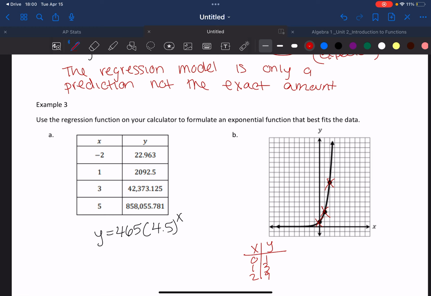So I would plug in all those values into my calculator, same way I did in all the other ones, where I start with lists and spreadsheets and then put it into data and statistics to get my regression model. And I would get y is equal to 1 times 3 to the x power, which is the same as saying y is equal to 3 to the x power.